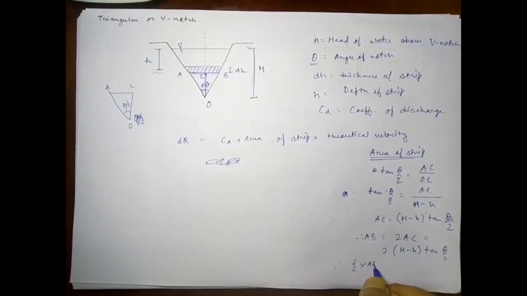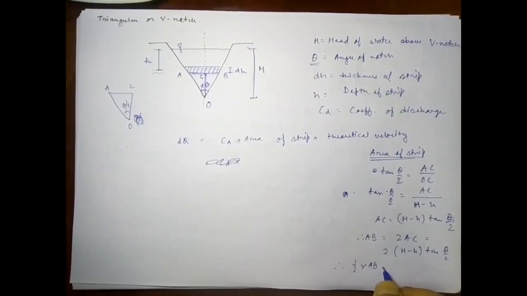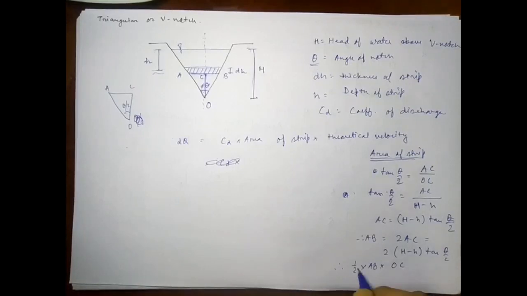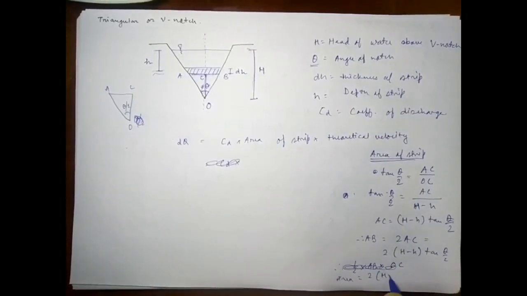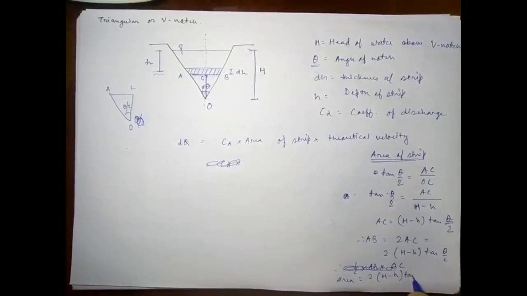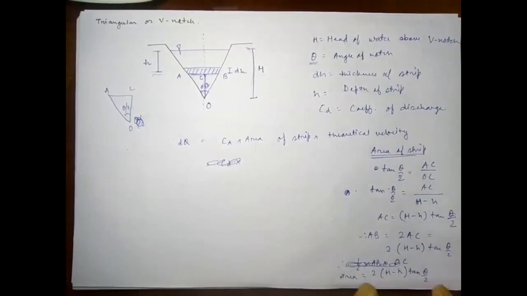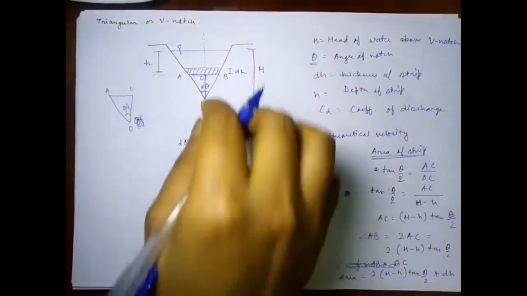AB, half times AB times OC, or suppose just keep the area of the strip as we know. The area of the strip will be equal to 2 times (h minus h tan theta by 2), which is our length, times dh, this much.